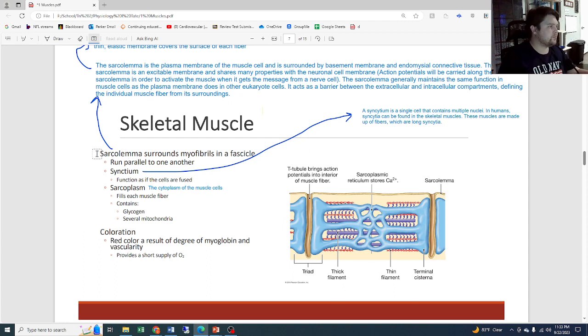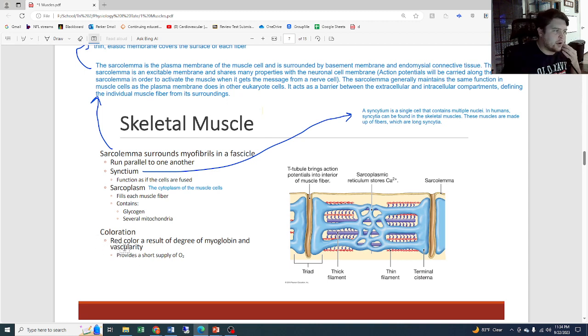Okay, let's talk about the sarcolemma. We also have the sarcoplasm. So sarcoplasm is like the cytoplasm of the muscle cells. We talked about cytoplasm in the regular cell where it holds all the stuff. The sarcoplasm plays that same role as the cytoplasm in other cells. The sarcoplasm fills each muscle fiber and contains glycogen as well as several mitochondria. Remember, we need a lot of mitochondria to produce ATP for the skeletal muscles to work.